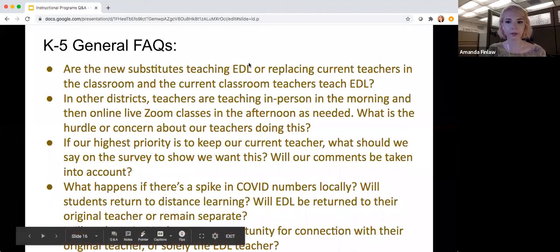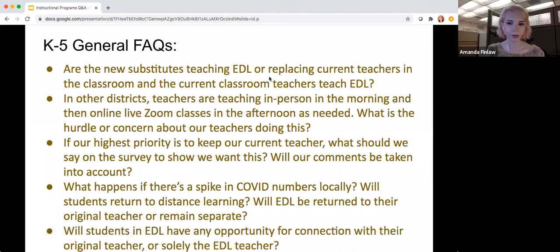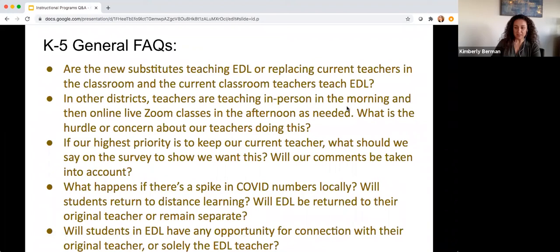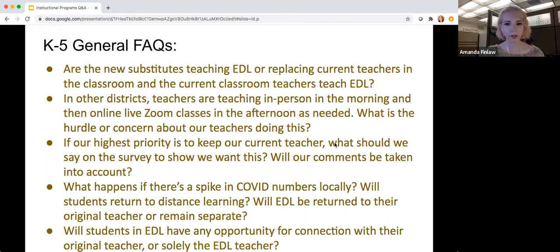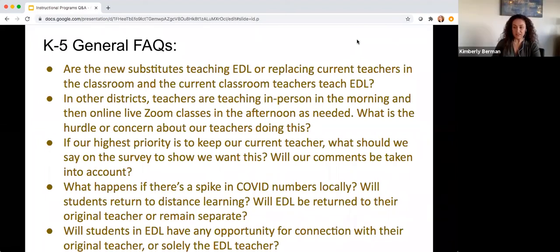Are the new substitutes teaching EDL or replacing current teachers in the classroom, with the current teachers teaching EDL? As of now, in our K-5, the long-term substitutes will be replacing current teachers in the classroom. Once we get more data about the middle school, we'll have more of an idea of what that looks like. In other districts, teachers are teaching in person in the morning and then online live Zoom classes in the afternoon as needed. What is the hurdle or concern about our teachers doing this? These are two different modes of teaching, and we have agreed with our staff that we will use their planning time to ensure high levels of rigorous learning within one modality. And so when we go to in-person learning, it will be that.